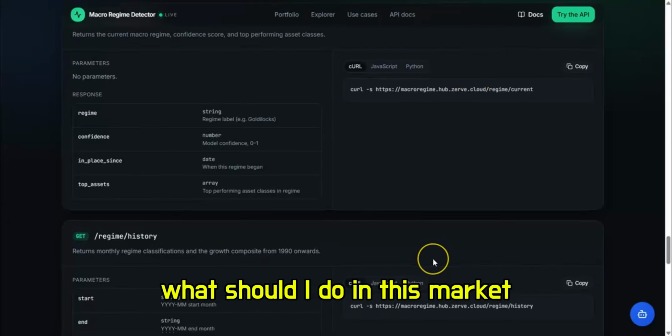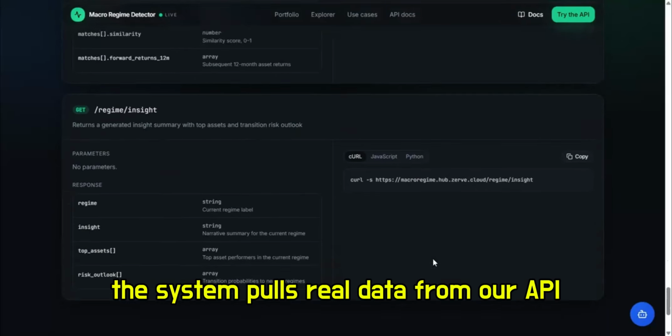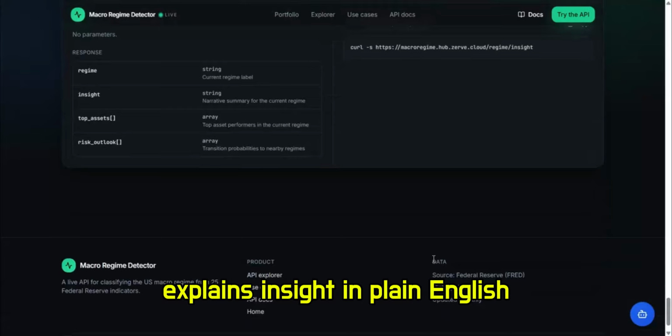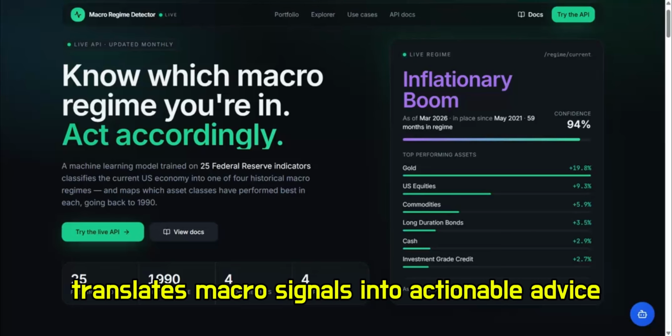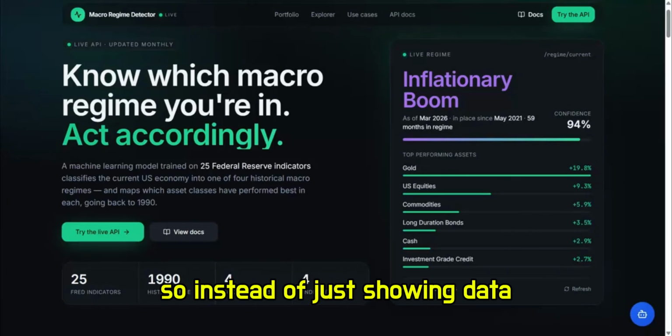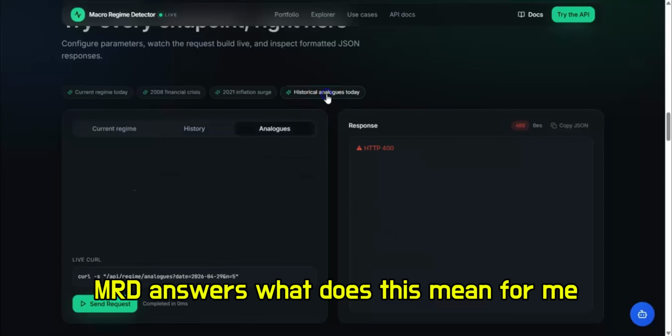Users can ask, what should I do in this market? The system pulls real data from our API, explains insights in plain English, and translates macro signals into actionable advice. So instead of just showing data, MRD answers, what does this mean for me?